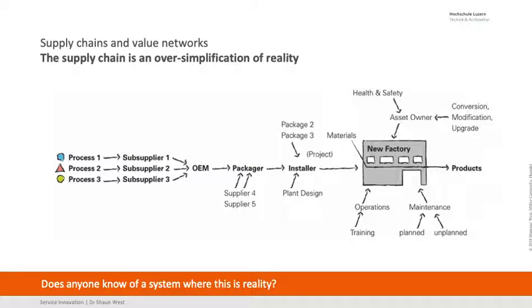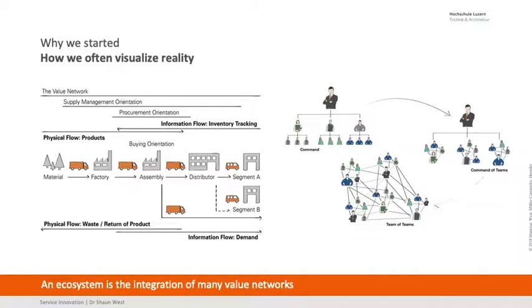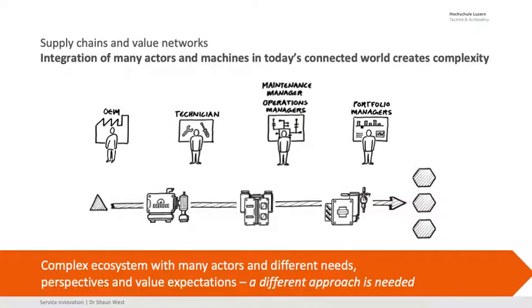That doesn't really exist anymore, does it? Supply chain going from A to B. It's a very complicated world, so we've got lots of other aspects coming in. Even if we look at it as a value network basis, it's still too narrow because we're kind of moving from command and control worlds, command of teams, to team of teams. Teams get on and do the job that needs to be done. The world's too complicated for one person to manage it.